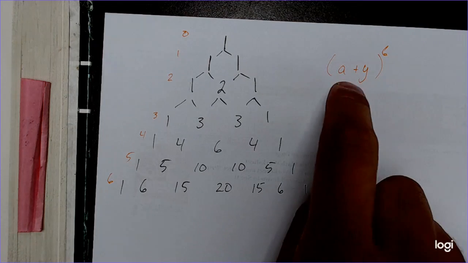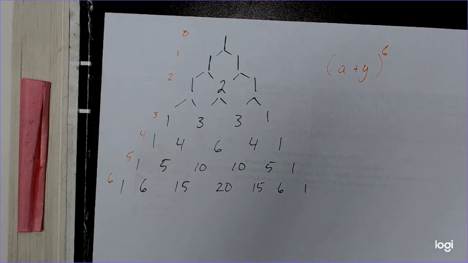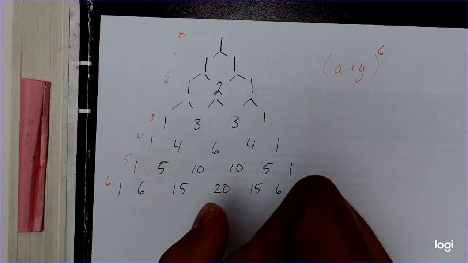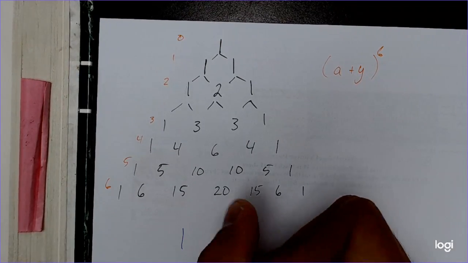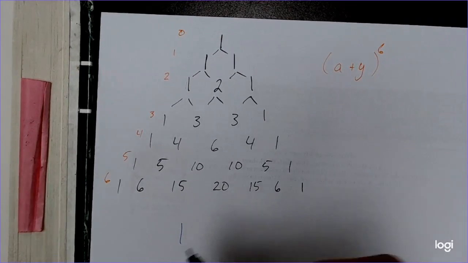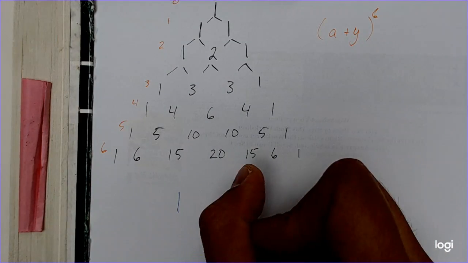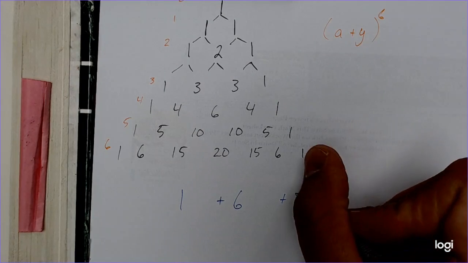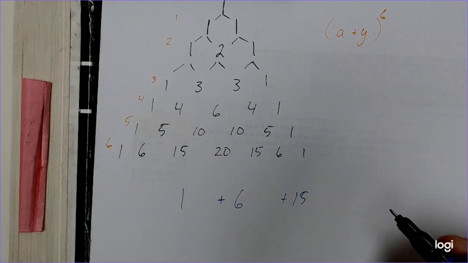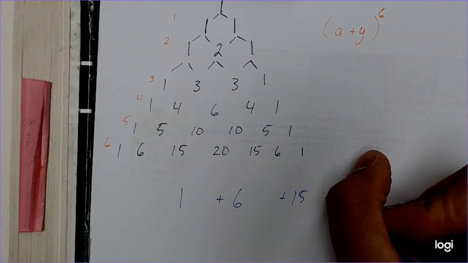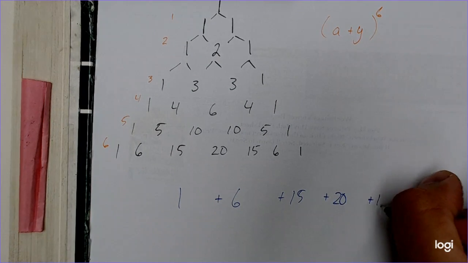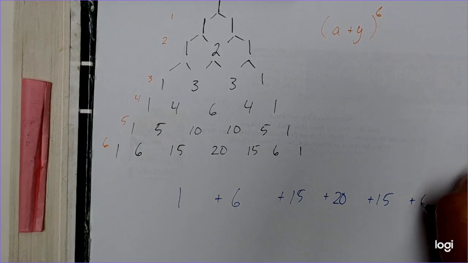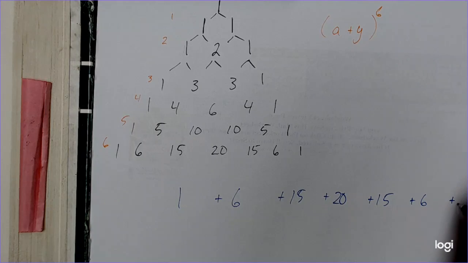Notice this works with positives, okay? So this 6th row is now going to be part of my answer, right? The answer will be 1 times some value of a and y, plus 6 times another value, and then we'll say 15, right? So I'm pulling the numbers off the bottom row, and then that'll be plus 20, and then plus another 15, plus another 6, and then plus another 1.